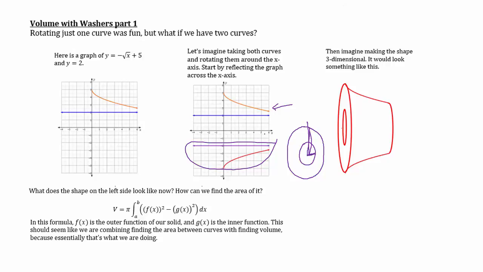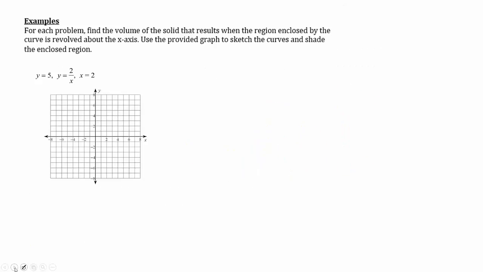So let's give this a try on some examples. We've got y equals 5, y equals 2 over x, and x equals 2 as our boundaries. We're just going to rotate this around the x-axis so that we don't have to worry about any shifts or anything like that. We want to find the volume. I'm going to go ahead and sketch the curve so I can see what's going on here. We've got y equals 5, which is a horizontal line at 5. We've got x equals 2, which is going to end up being one of our boundaries.